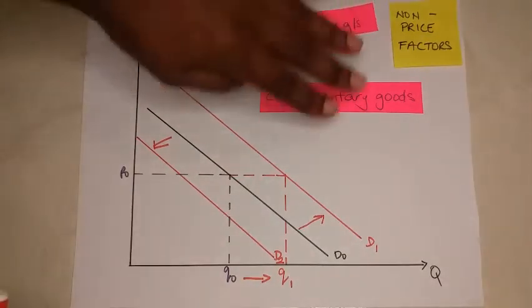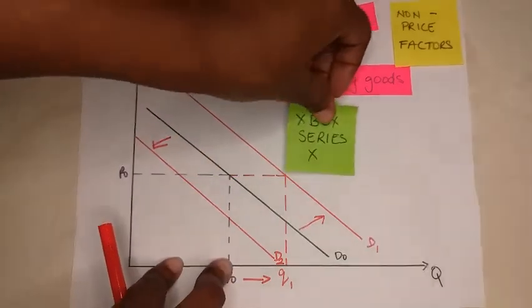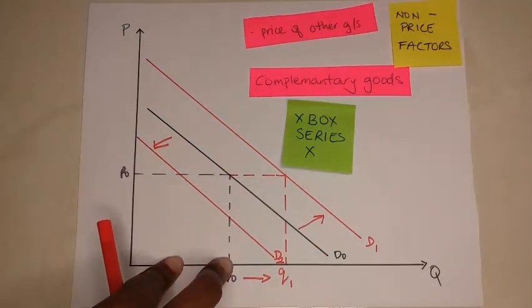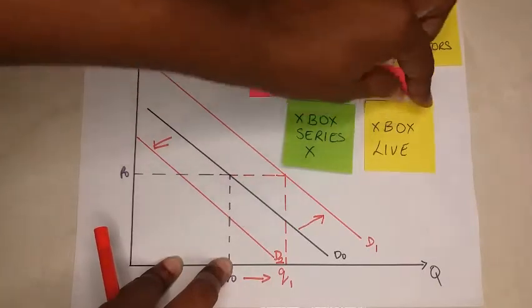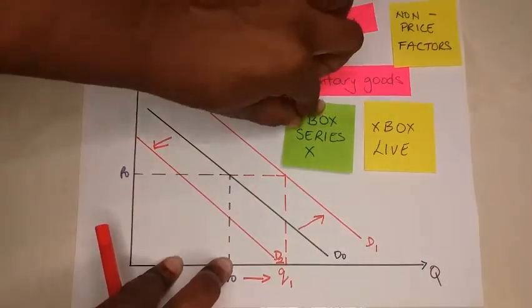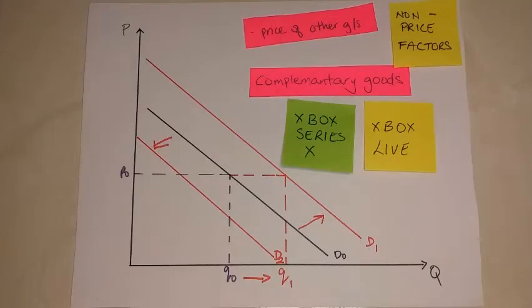So an example of a complementary good would be your Xbox, and let's say the Xbox games or the Xbox Live. Let's assume we're looking at Xbox Live. If there is a fall in the price of the Xbox Series X, the actual console, you'd find that people will be motivated to buy the Xbox Live or the Xbox games. So even though the price of the games or the Xbox Live didn't fall, you'd find that there's an increase in demand for it, and the demand curve would shift to the right.